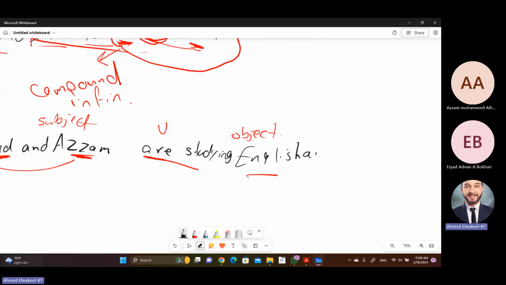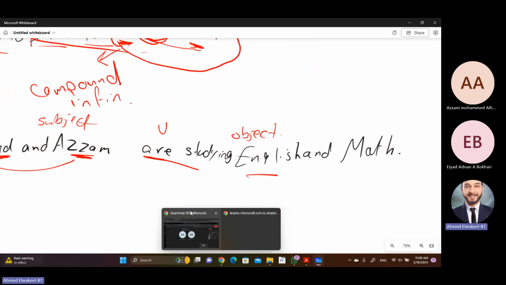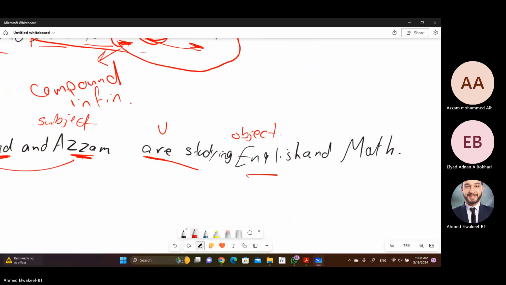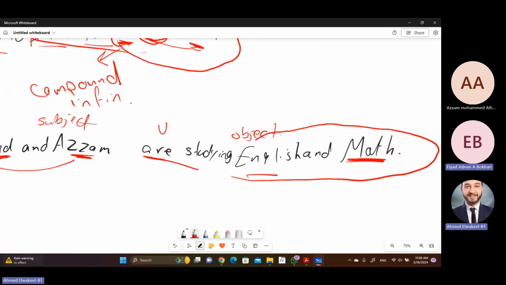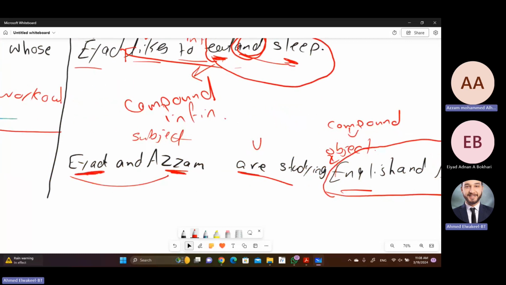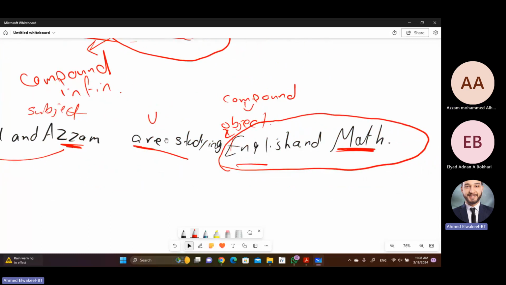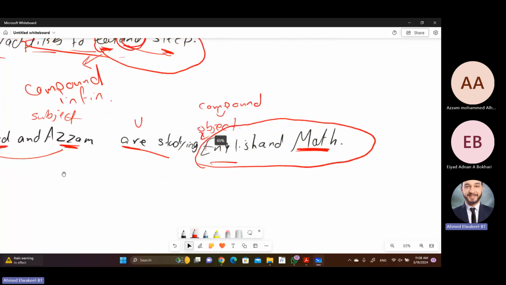and math. So in this case, also math would be compound infinitive, not compound infinitive, would be compound what? Compound object, noun. Compound object. Okay, so right now I have two people, compound subject, performing one action to a compound object. Okay, all right.